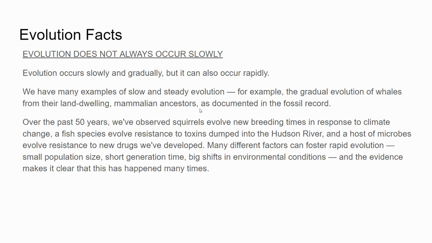Many different factors can create this rapid evolution, like a small population size or a short generation time. So basically a short breeding time; bacteria double in 12 to 24 hours, right? Also big shifts in environmental conditions, like climate change. Again, evolution usually occurs slowly, but it doesn't always, but it does have to happen between generations. It can't just happen in one generation.